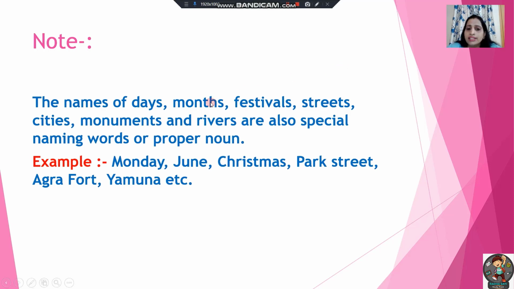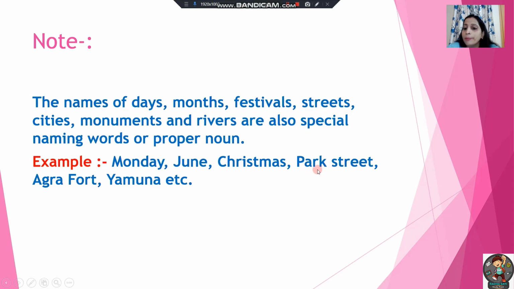So name of the month, similarly, there are 12 months in a year, so that will also be our proper noun. Name of the festivals like Diwali, Holi, Eid, Christmas. Okay, name of any particular street, cities, monuments and rivers, mountains, oceans and so many things. So that are the special naming words or proper noun. For example, Monday, June, it is the name of a month. Christmas, name of the festival, Park Street.